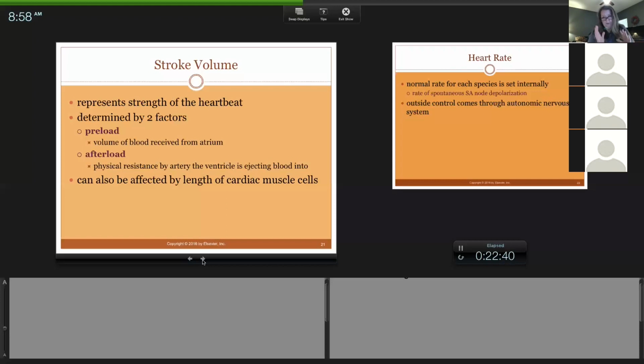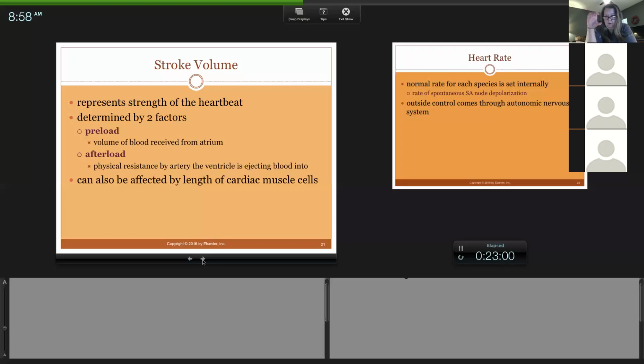Now, the next step in the equation is the ventricle is squeezing against a tube called the aorta. And the aorta is connected to every artery in the body by a series of different vessels.